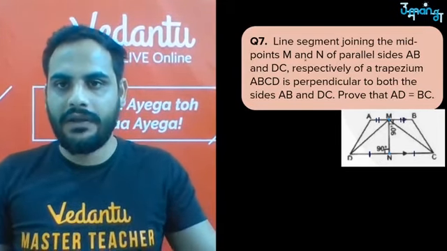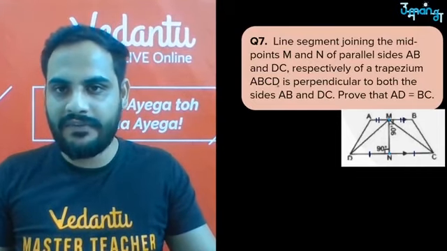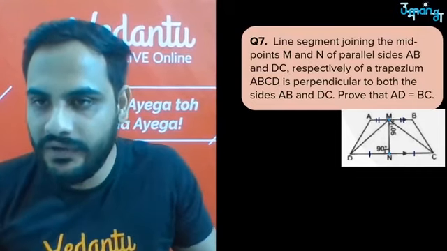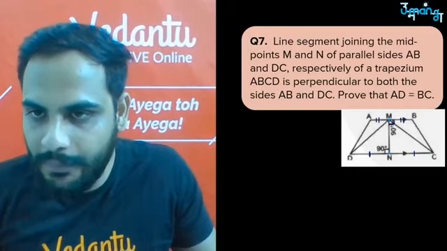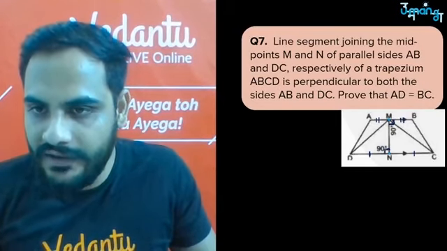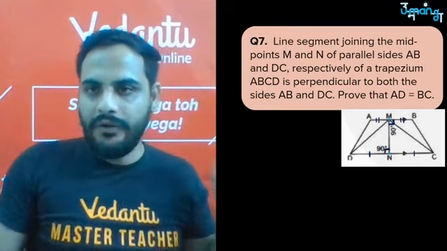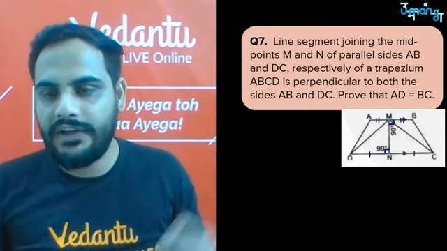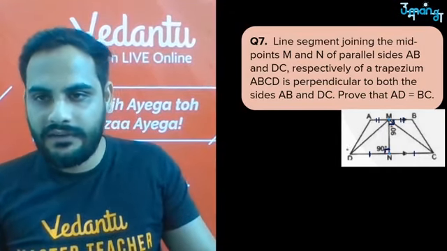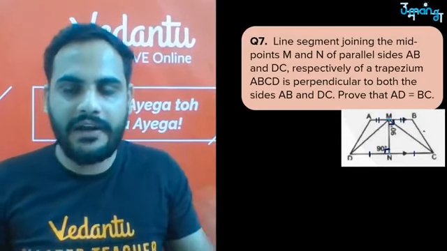Respectively of a trapezium ABCD is perpendicular to both the sides. So this MN is perpendicular to both the sides, 90 degrees on both. Prove that AD is equal to BC. Prove that these non-parallel sides AD and BC are equal.